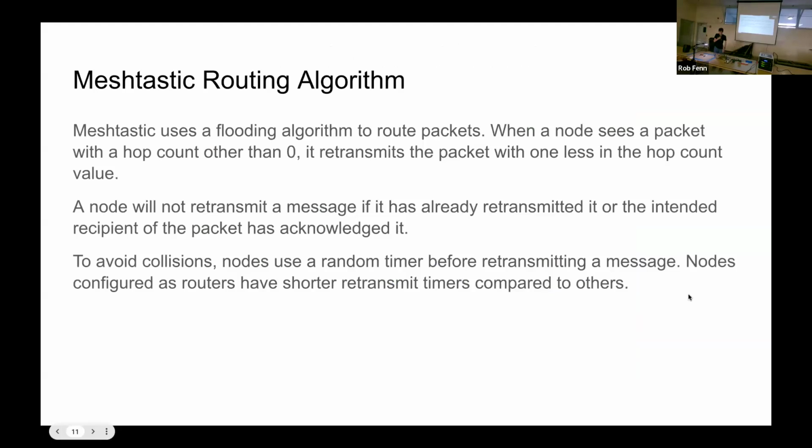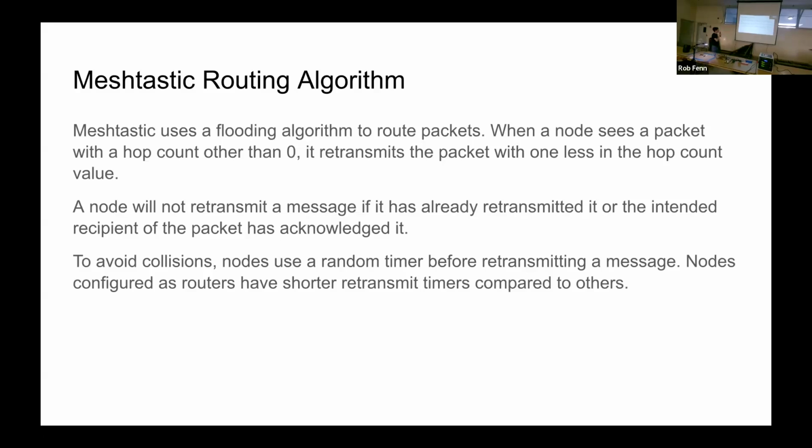This is the routing algorithm. Meshtastic uses a flooding algorithm to route packets. When a node sees a packet with a hop count other than 0, it retransmits the packet with 1 less in the hop count value. So I send out a message with 3 hops, someone receives it and sends it out with 2 hops. So this will not infinitely go back and forth and do an echo chamber. It decrements the hops. And if you send something out with 0 hops, you could do point to point. So if you really wanted to, you could do point to point.